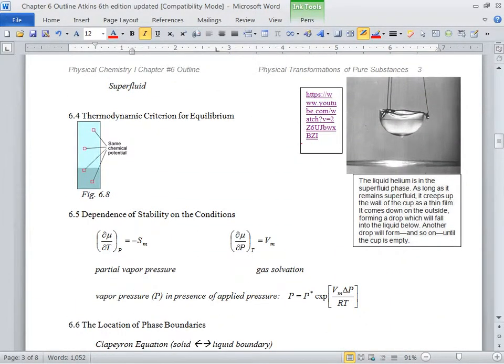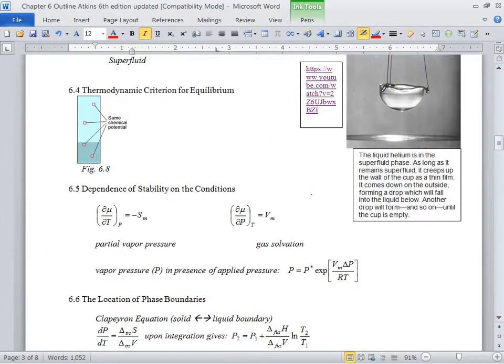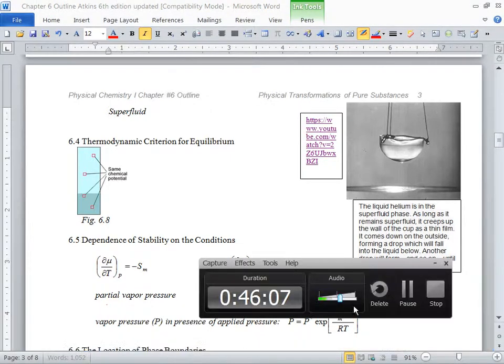Talked about superfluid, and then we're about out of time. That's good, right? And then we can finish this. So you can work on some of the homework, and then we can finish our talk next class period.